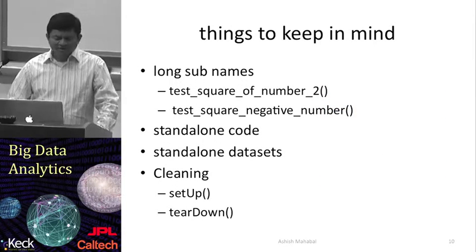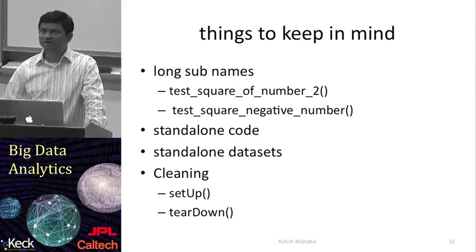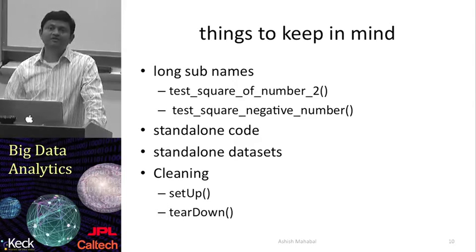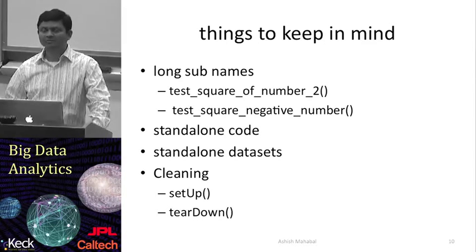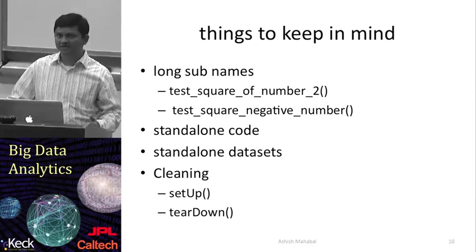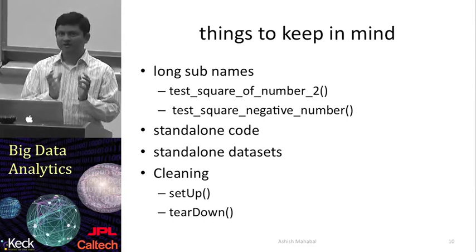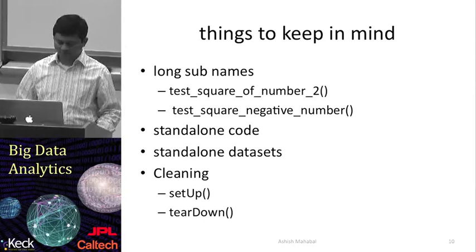So things to keep in mind when you write tests is that try to use long subroutine names and try to prefix them with the word test, so you know that these functions are not really the main functions in your program but just for testing purposes. Similarly, you should have standalone code specifically for tests, and there should be standalone data sets. So again, you're not interfering with the main body of the program. And then you should do cleanups at the start of the tests and once the tests are done. So that way the entire testing routine is a separate thing and doesn't interfere with your main program.